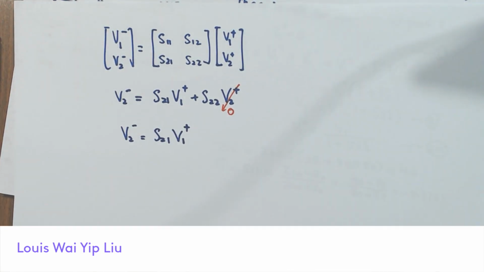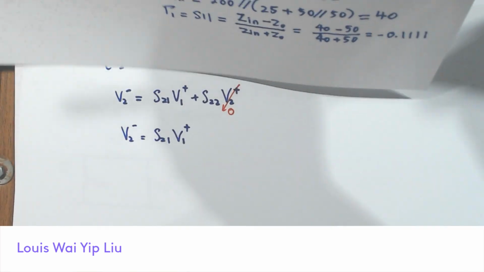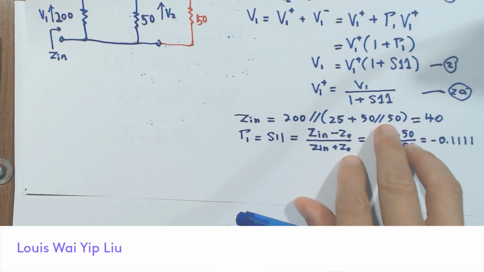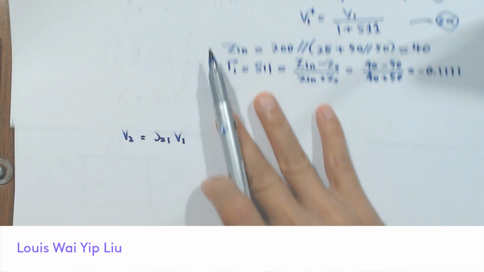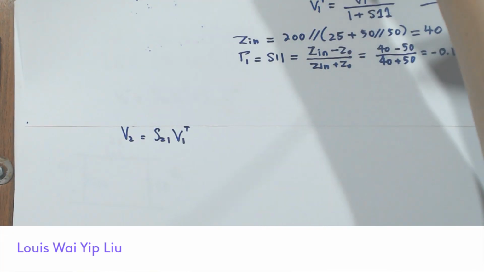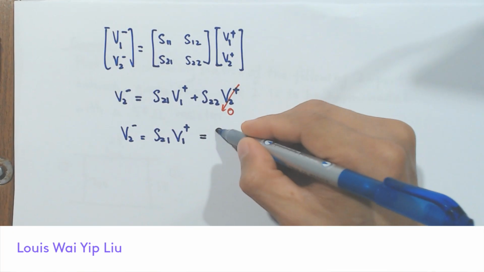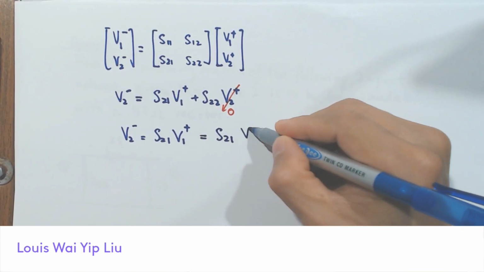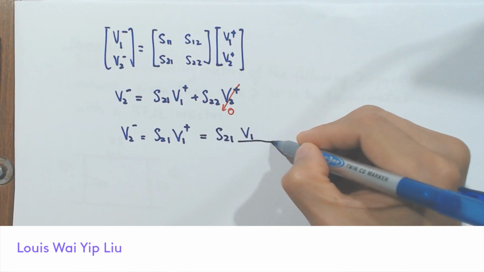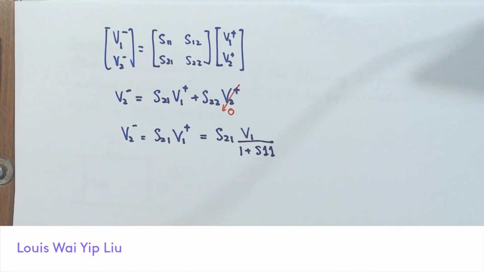But we have already found V1. Previously we have already found it. We have found it here. V1 is equal to this value. So let's copy this according to the formula. So this is what we got.